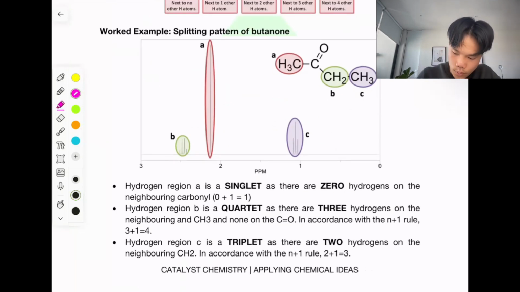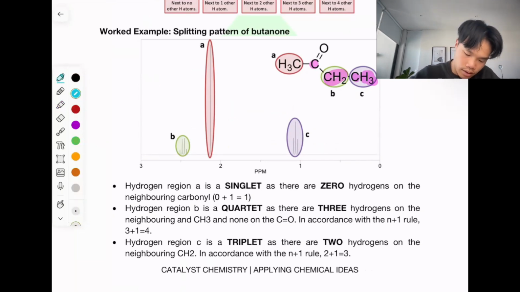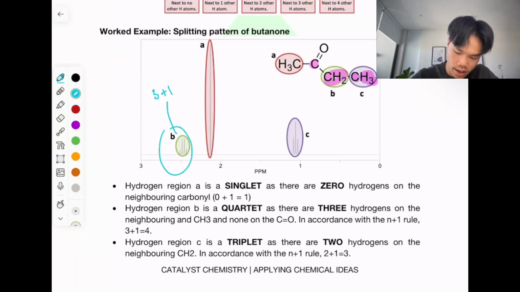Taking as an example CH2, region B. You can see that on the neighboring carbon environments, so this carbon and this carbon, there is a total of 3 hydrogens: 3 on the right one, 0 on the left. Therefore, because there are 3 hydrogens on neighboring carbon environments, there should be 3 + 1 signals, hence a quartet in this case.